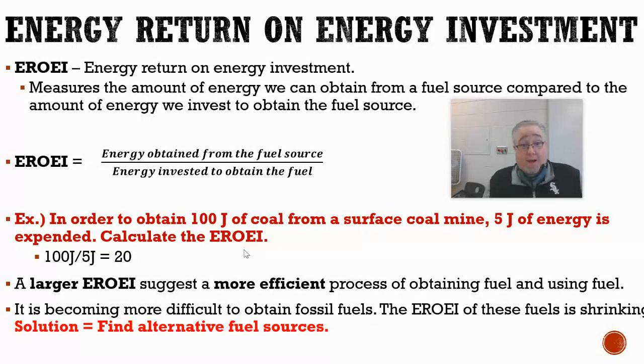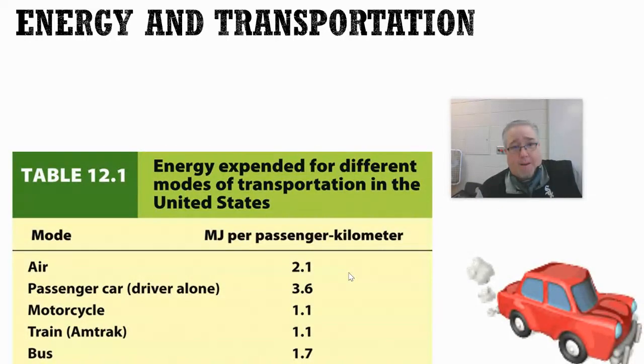The EROEI for a lot of our fossil fuels is becoming too low, because we're investing a lot more energy in order to get those things. So make sure we know what this is. I think it's an easy mathematical calculation to do, but make sure we understand what that number actually represents. Our last two things, real quick.